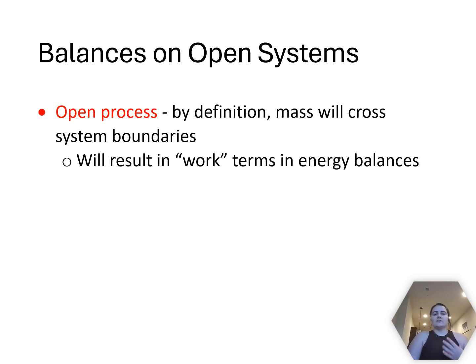And then lastly, I just want to mention open systems in this lecture. We will see open systems in detail in the upcoming lectures. But in an open system process, by definition, mass will cross the system boundaries. So we're always going to have work terms in those types of energy balances. So take that as a note for what's coming up in this particular class: we are going to start with closed systems. We'll talk about them for a little while, but open systems are going to be more realistic because they are the continuous systems that we deal with. So just keep that in mind as we start to move forward.